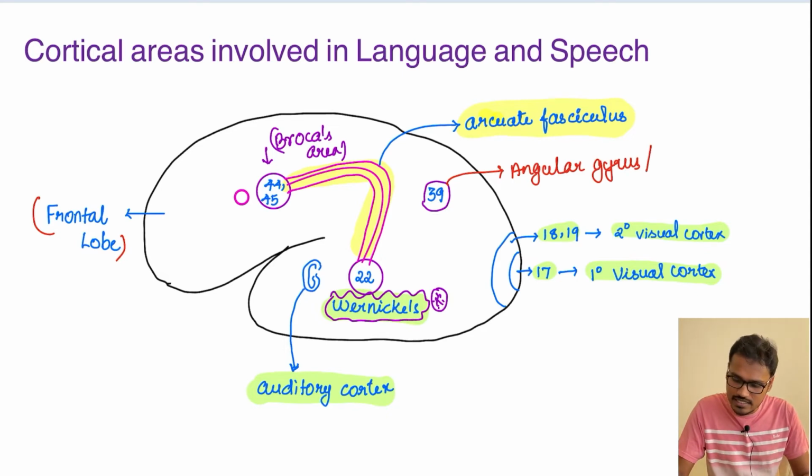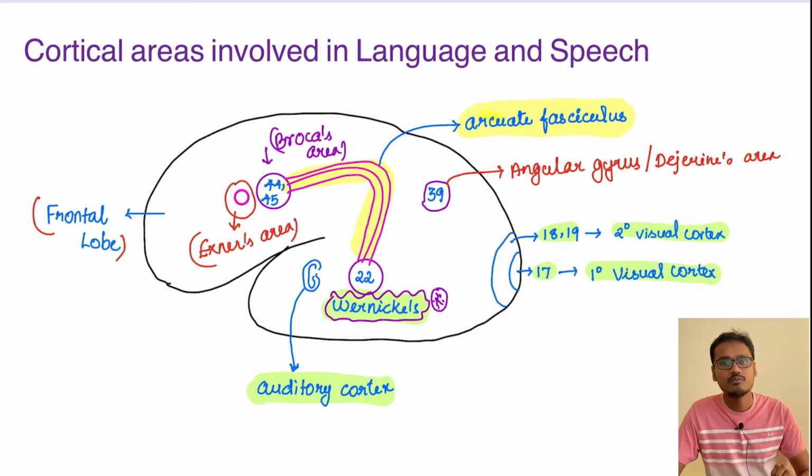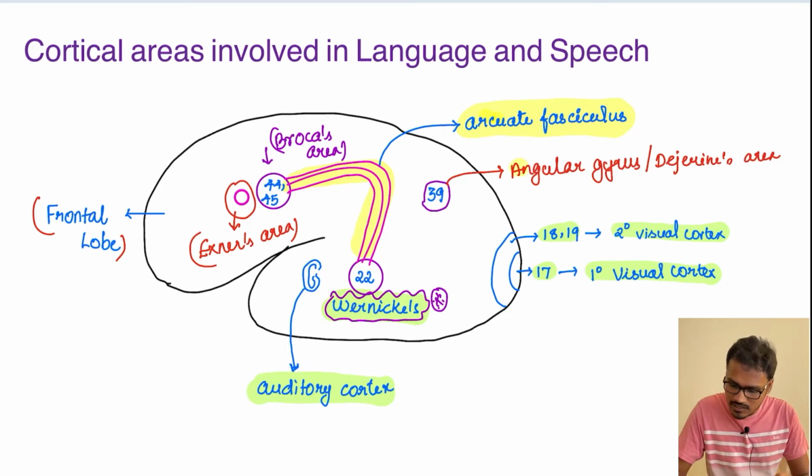This angular gyrus is also called Dejerine's area. And as you can see here, there is one area which is very close to Broca's area. This area is called Exner's area. So totally we are going to remember four areas. One is Wernicke's area, number 22, then Broca's. Along with that we will be remembering two more areas: one is the angular gyrus, which is called Dejerine's area, and Exner's area.